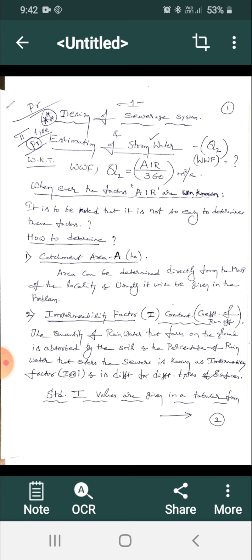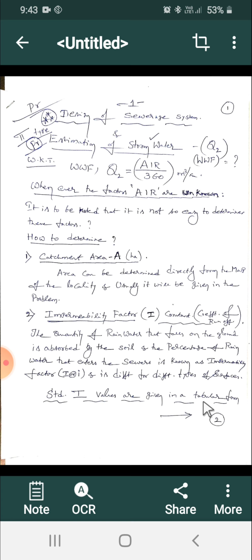Now in future we are going to study what the value of I is for different surfaces. This factor varies from surface to surface. Now, we have standard I values. How can I be determined? The standard values are there.